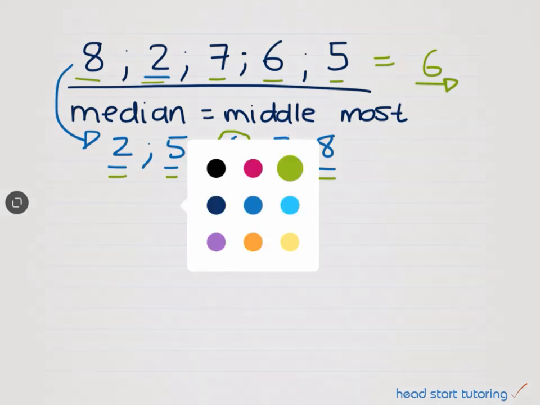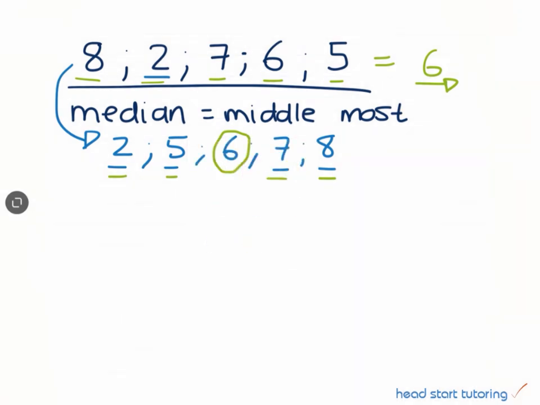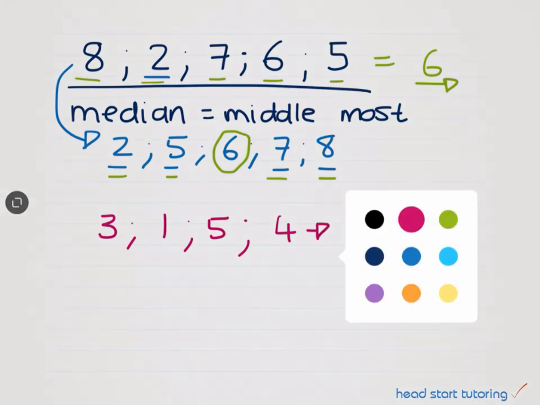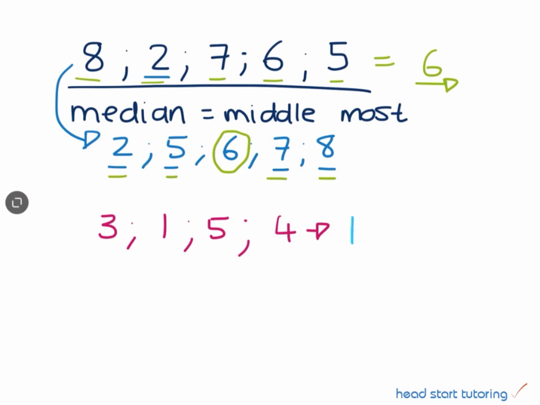When we've got a slightly more tricky example, when we've got an even number of numbers, so 3, 1, 5, and 4. Let's rearrange these into ascending order. So we've got 1, 3, 4, and 5. So we can see that we will end up having 2 medians.